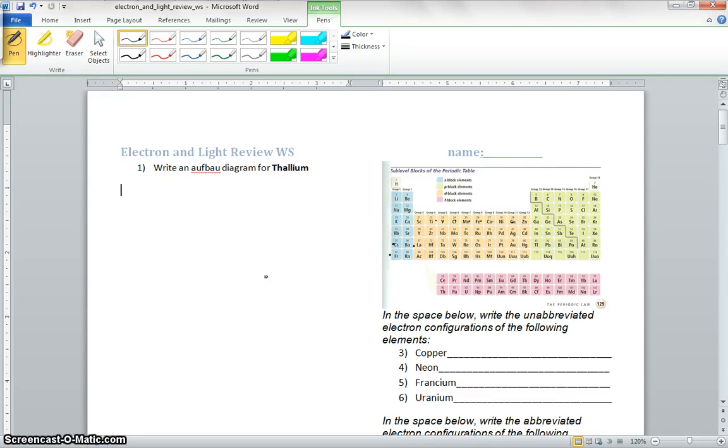Alright, so for the first one we're going to start off and do the orbital diagram for thallium. Where's thallium on the periodic table? Well, it's number 81. Right there.